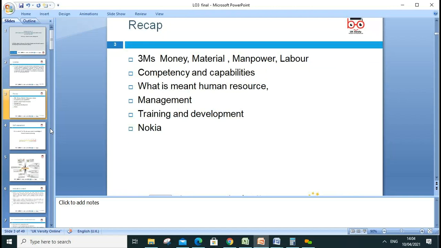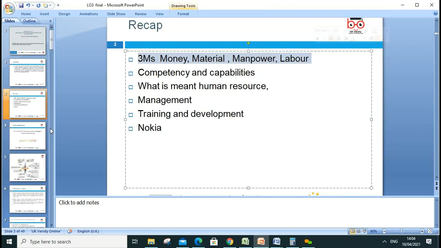Up to now, in the previous lesson, we have discussed the 3 M's: men, money, and material. We discussed the difference between competencies and capabilities. We discussed what is meant by human resource. We discussed management, training and development. We quoted the example of Nokia. We also discussed the case study last lesson, which I mentioned.